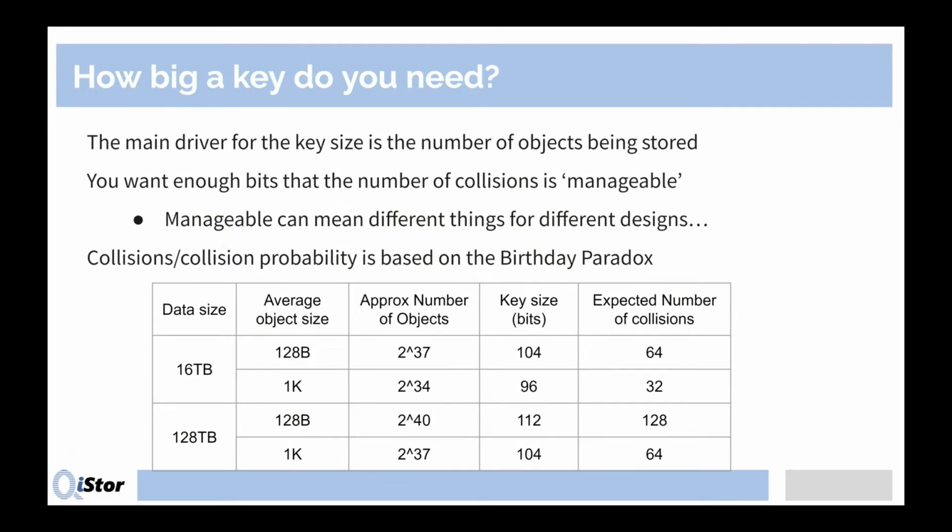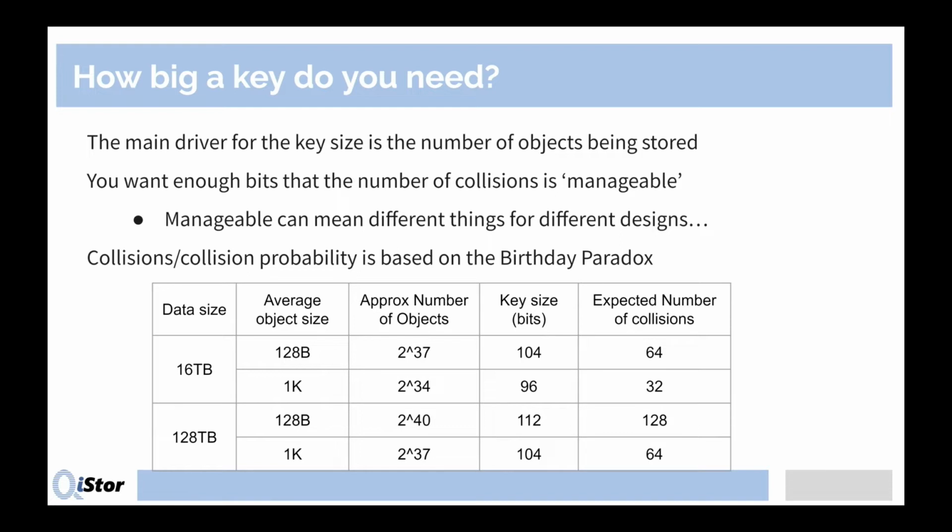So let's talk a little bit about metadata, because this is the key problem. Key, literally. So the key size that you need in a key value store is driven by the number of objects that you're storing. Not the size of the object, but the number. And you need enough bits that the collision probability is manageable. And manageable, obviously, is subject to interpretation on different designs, but fundamentally, the collisions are based on the birthday paradox. I'm not going to go into the explanation of that. There's plenty of stuff on Wikipedia to explain the birthday problem, or the birthday paradox. But let's just look at a couple of examples.